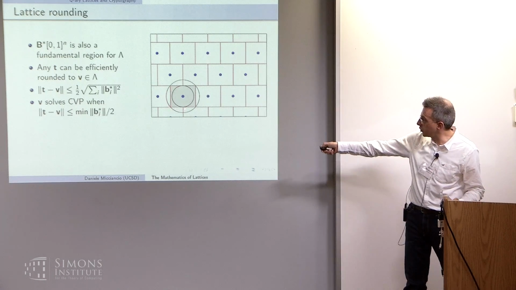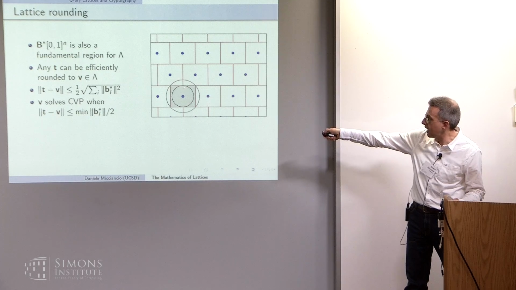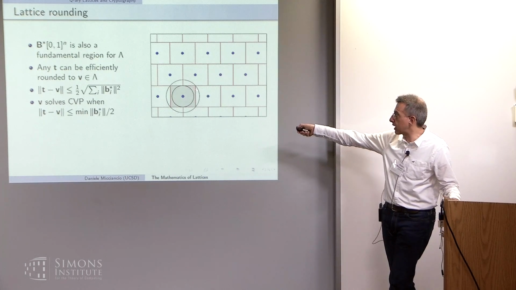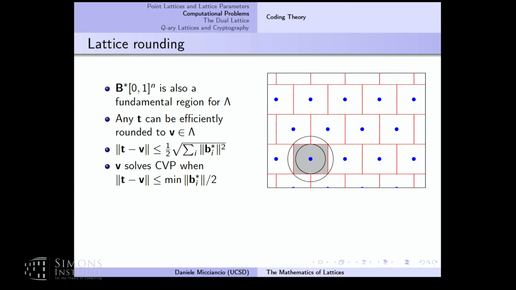So this region defines two spheres, the one inside it, the one outside it, and if you are inside it, then rounding will find the exact solution to CVP. If you are outside it, you will find something which is not much bigger than that. But in the second case, you know that you were not that close to the lattice to start with, so you still get an approximate solution.